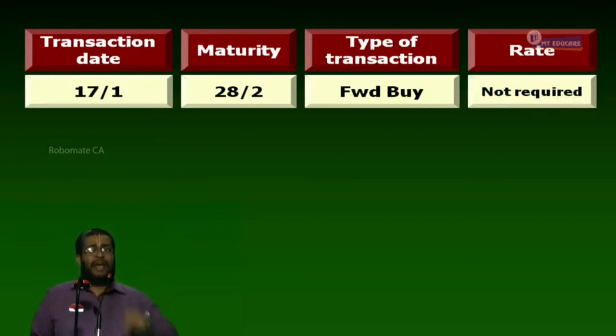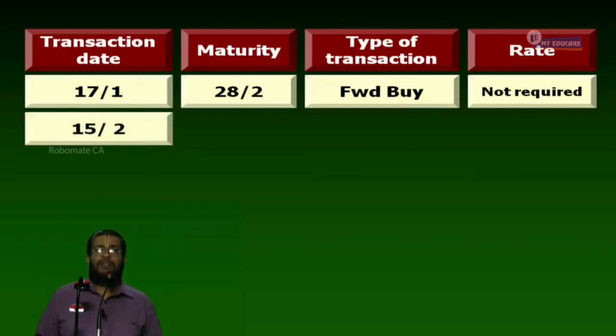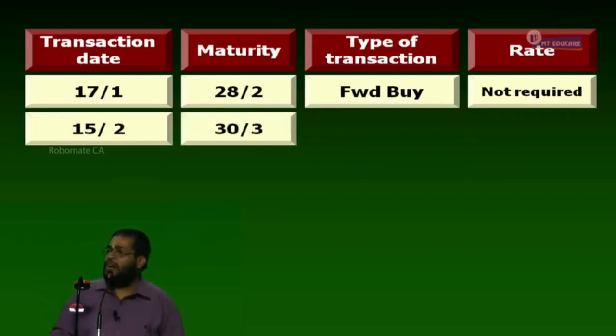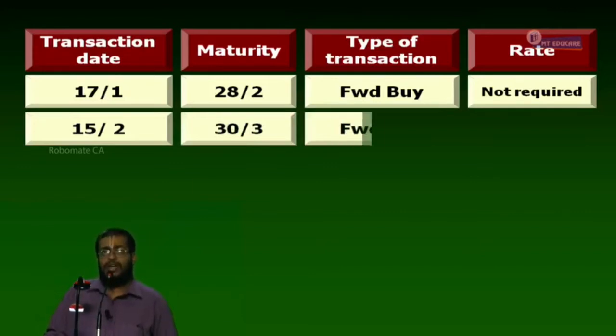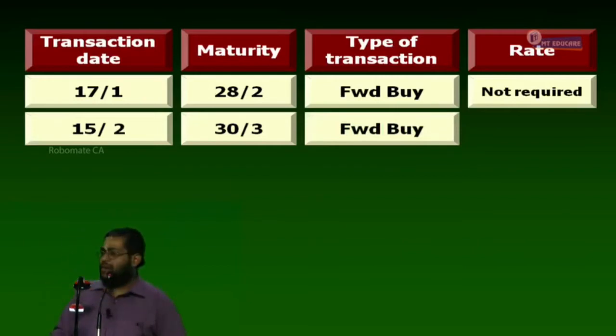Next. Again I went to the bank on which day? 15 February. Now, tell me, I want to buy on 28 February or later than that? Later than that. I want to have a purchase on which date? 30th March. So I entered into a transaction maturing on 30th March. Forward buy or forward sell? Forward buy. I buy at what rate? Offer rate. Okay, now all of you together, do the calculation. What is the spot offer rate?